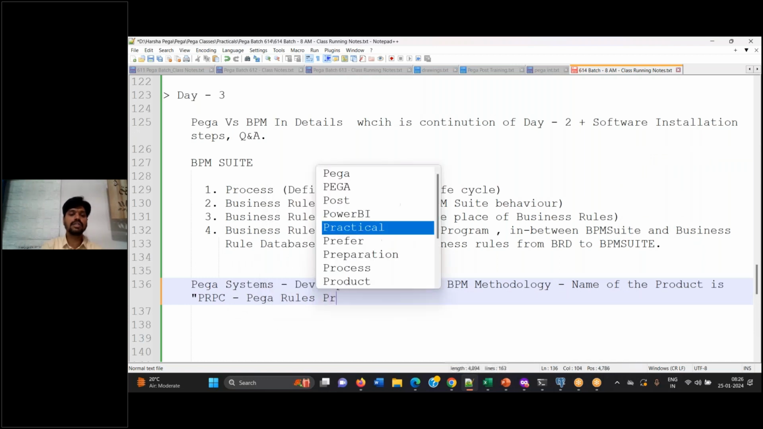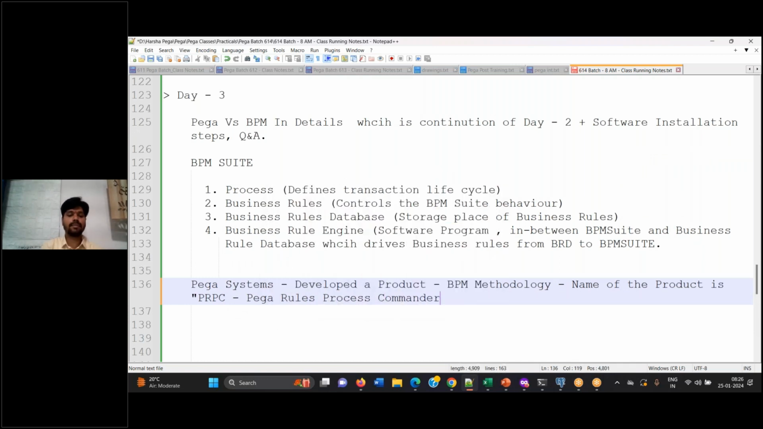PEGA Rules Process Commander. Now you understand PEGA is a shortcut word we are using. PEGA tool. Okay, no problem, shortcut we are using. PEGA BPM we are using because it's a BPM tool. That's why I'm calling it PEGA BPM. It's built based on BPM methodology.